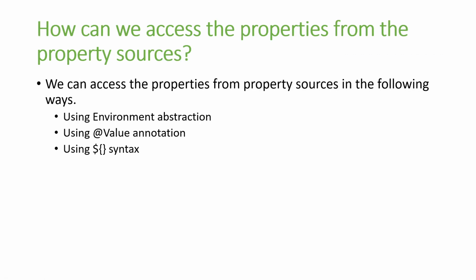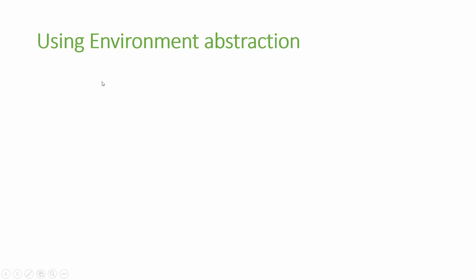So how can we access the properties from the property sources? We have three ways of accessing the properties. The first one is using environment abstraction, the second one is the @Value annotation, and the third one is using the ${} curly braces syntax. So we will see one by one. Okay, so first we will see using environment abstraction.